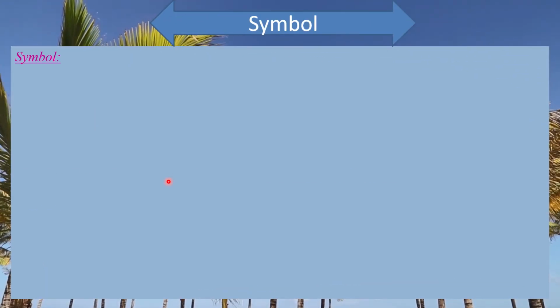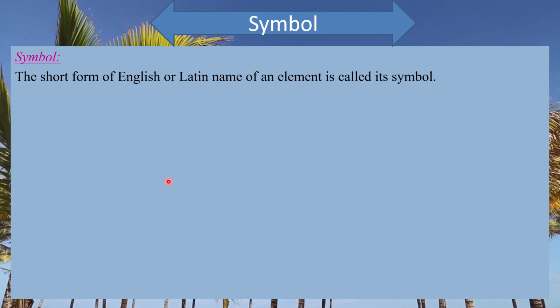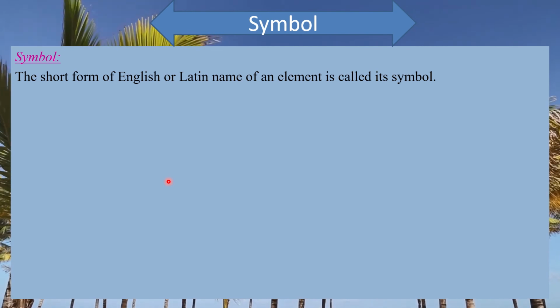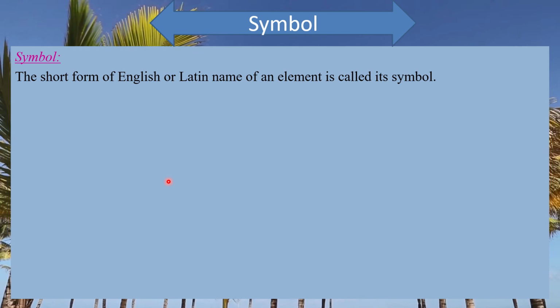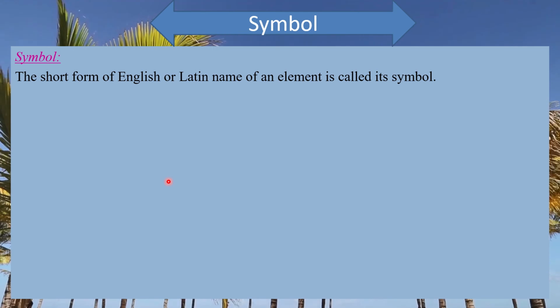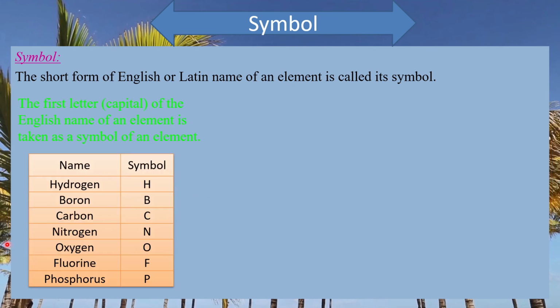Now, symbol. What is a symbol? The short form of the English or Latin name of an element is called its symbol. The element has a short form, and this short form is taken from its English name or Latin name. This short form is called a symbol. For example, the first letter of the English name of an element is taken as its symbol. There are some examples here. Look, hydrogen, the first letter H. So the symbol of hydrogen is H.